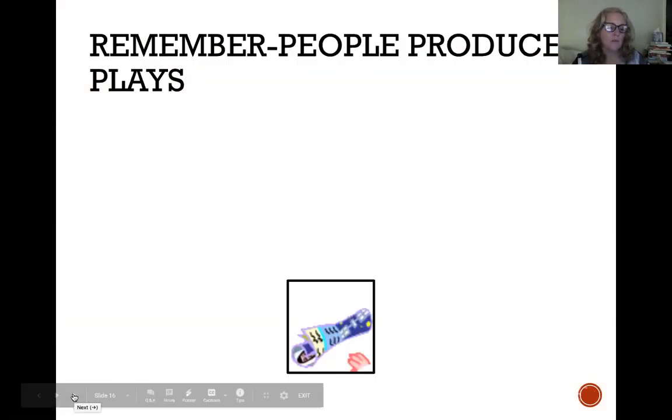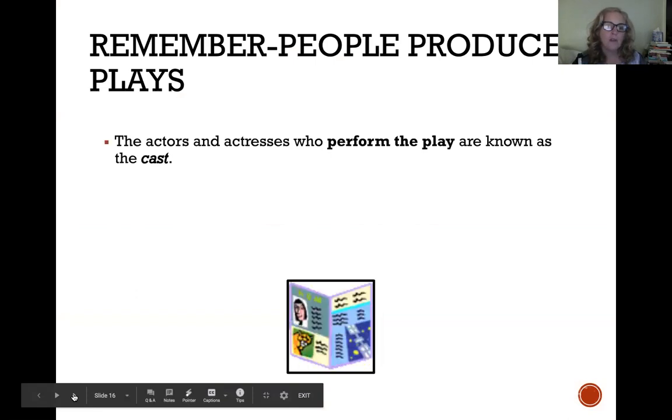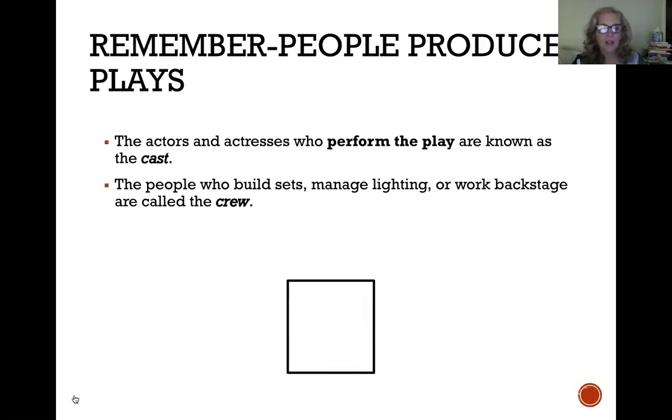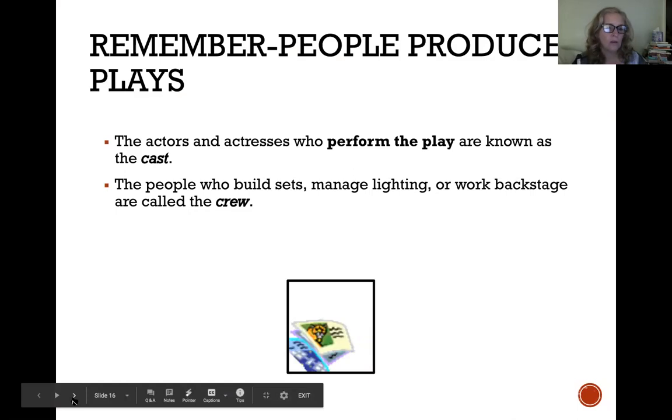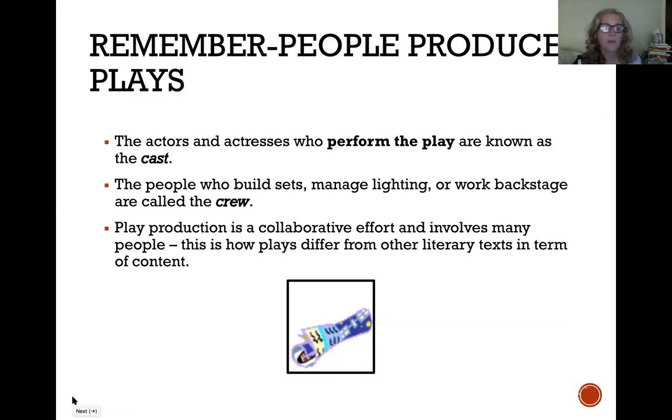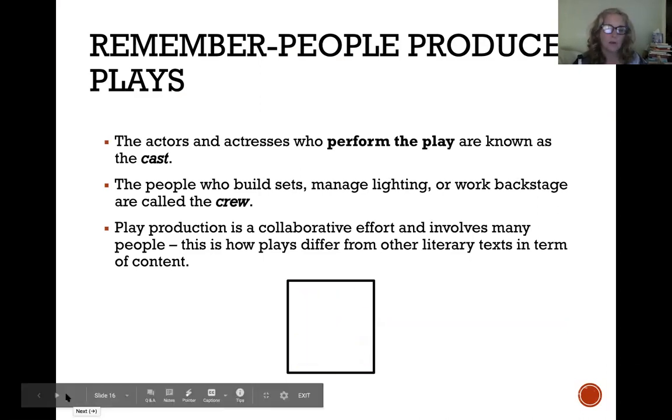And one thing that's important to remember is that people produce the plays, so somebody writes a play, they're the playwright, but there are people who need to produce the play. And so the actors and actresses who perform the play are known as the cast. The people who build the sets, manage the light, or work backstage, they're called the crew. Play production is a collaborative effort, and it takes so many different people. And this is how a play can differ from another literary text in terms of content.